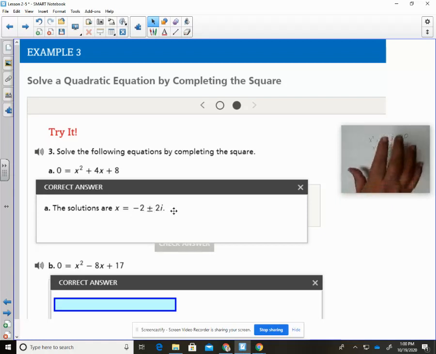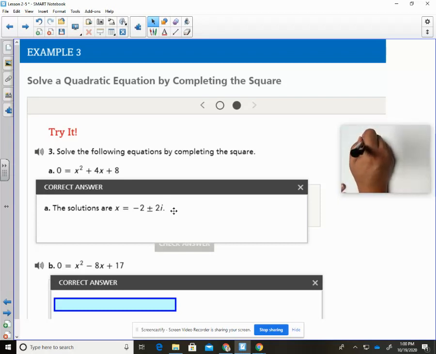Here's the question. Does this graph cross the x-axis? No, because the solutions are not real numbers, so it's not going to cross the x-axis. Again, pause and try part B, but you're going to have to pause it. If not, I'm just going to go on.